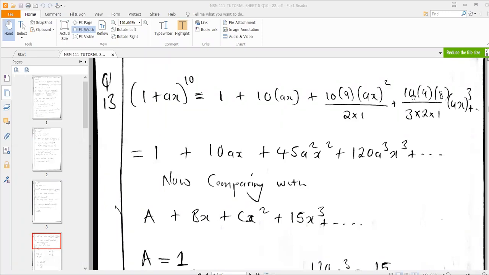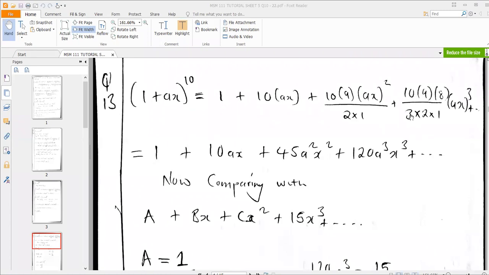So when you plug in these values, your next job is just simplifying. 2 into 10 is 5. 5 times 9 is 45. 45 times a squared times x squared, we're having 45a squared x squared. So here we have 1, here we have 10ax the way it is, and here we have 45a squared x to the power 2 as well.